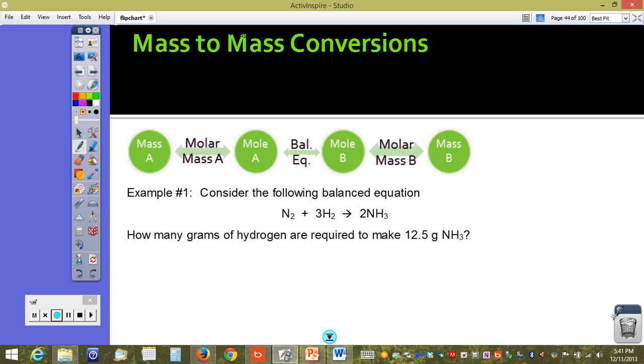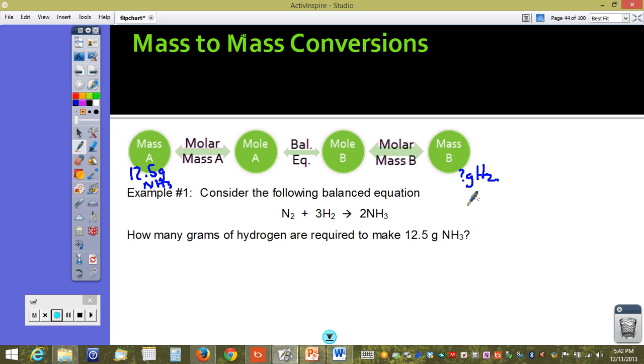On this problem, we're going to find how many grams of hydrogen are required to make 12.5 grams of ammonia. And we have our balanced chemical equation given to us, so we can do this. First off, you want to see what you have and what you're trying to find out. So we are on this map with grams of ammonia right here. We have 12.5 grams of ammonia. We're trying to find out grams of hydrogen, so we're going to go all the way to the end and find out how many grams of hydrogen do we have.